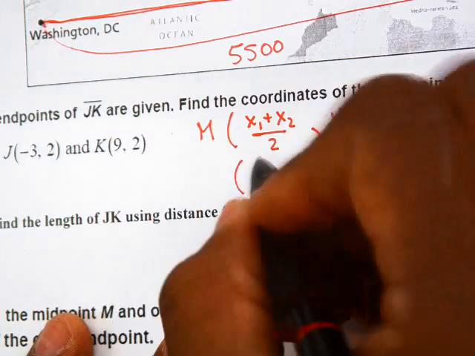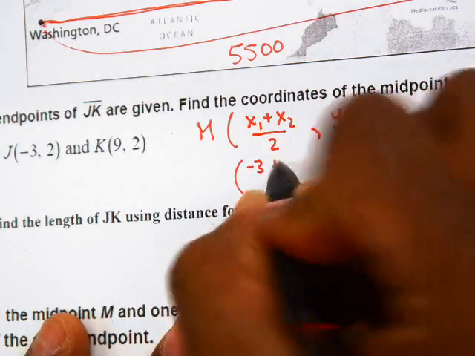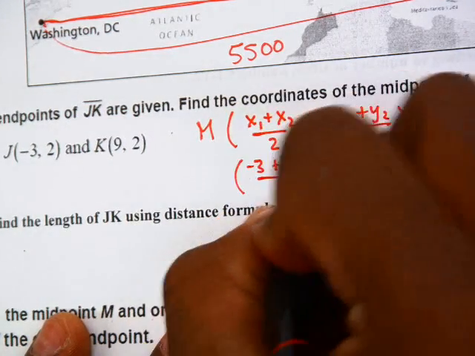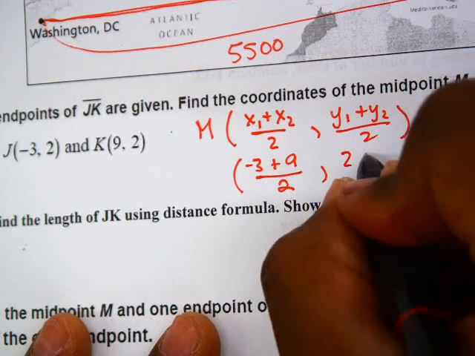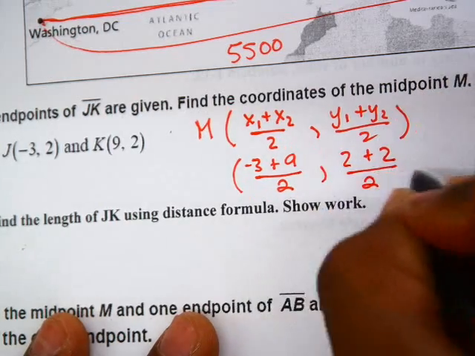Okay, so the first x is -3, the second x is 9, and we're going to add that and divide by 2. The first y is 2, the second y is 2, we add that and divide by 2. Okay.